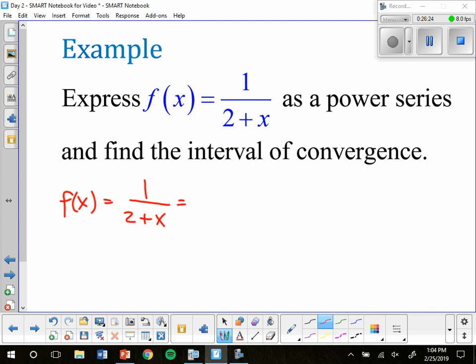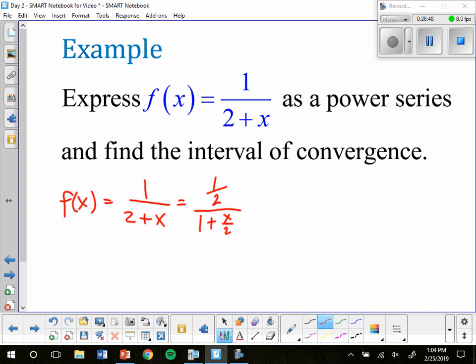Subtract. Just kidding. What can we do to both the top and the bottom? Times 1/2. Times by 1/2 the top and the bottom, which is really just multiplying by 1, right? So I'm going to multiply the top by 1/2. What do I get? 1/2. And multiply the bottom by 1/2. What does the 2 become? 1. Plus 1/2 x, or x over 2.